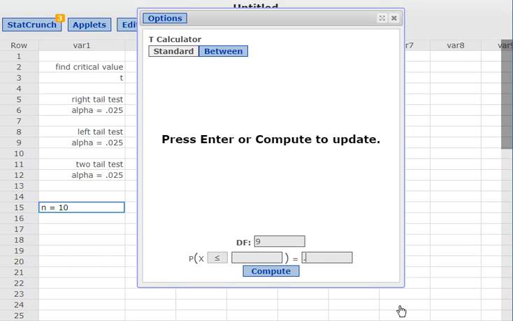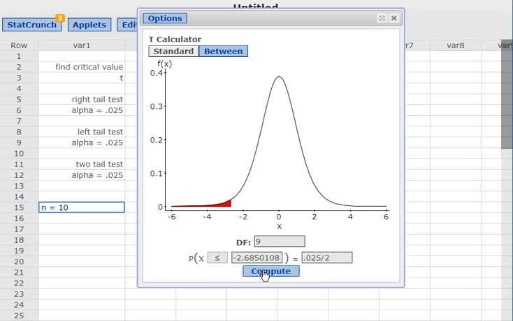So I'm going to use 0.025 divided by 2 and then compute. And notice that I'm further out. I'm at a negative 2.68 or 69 actually.